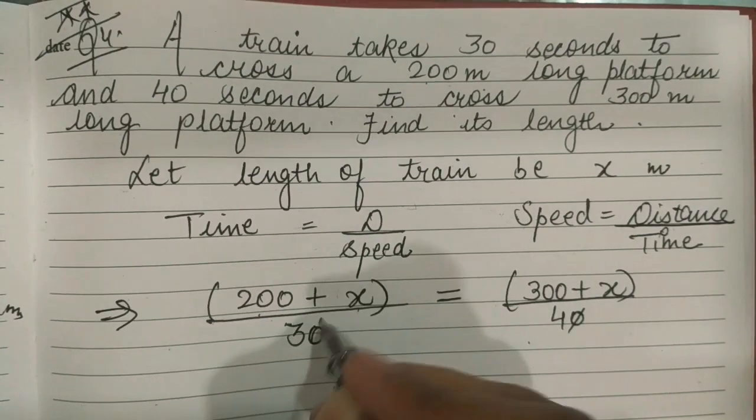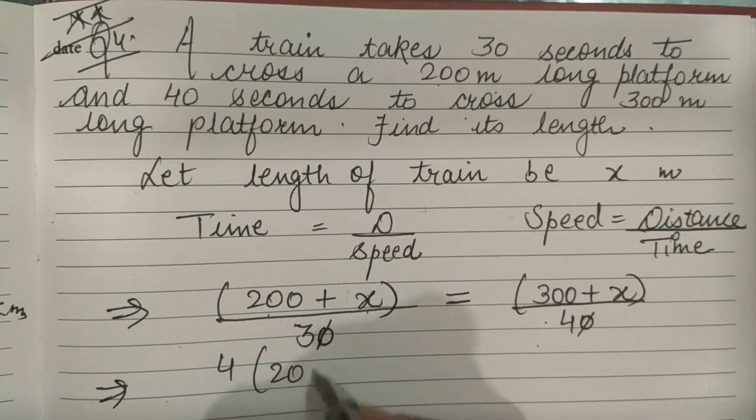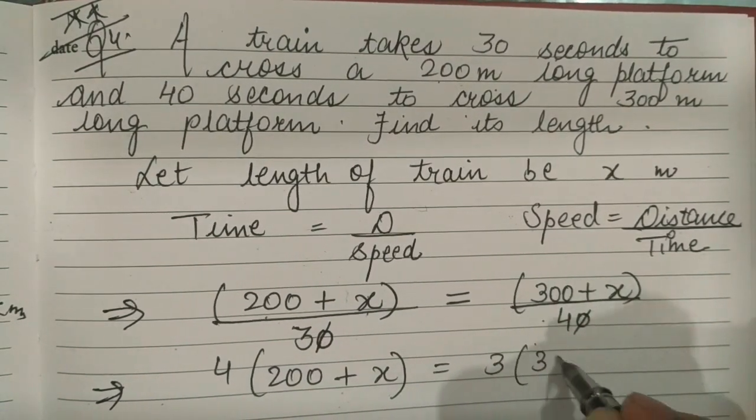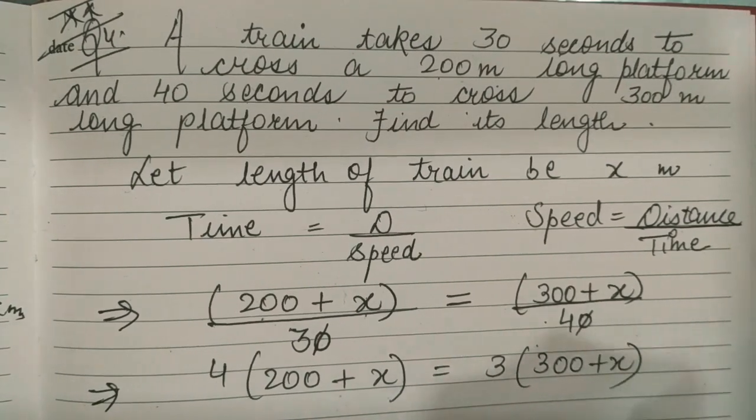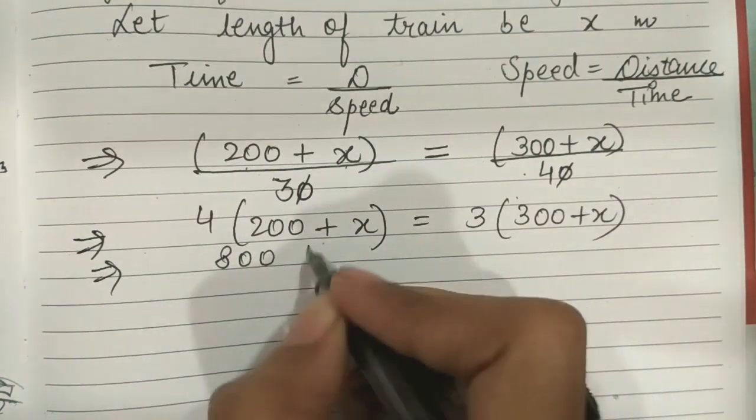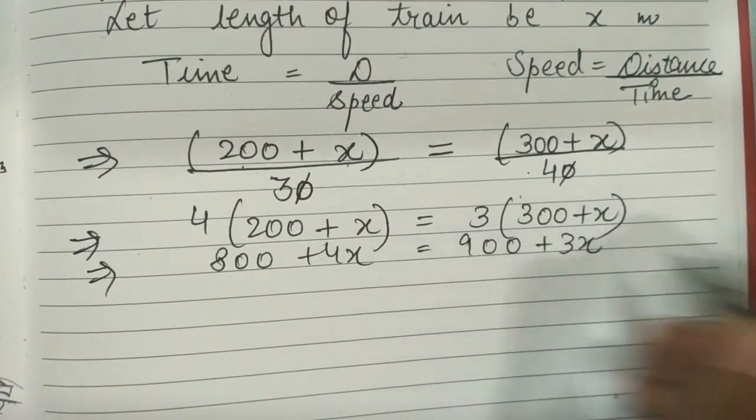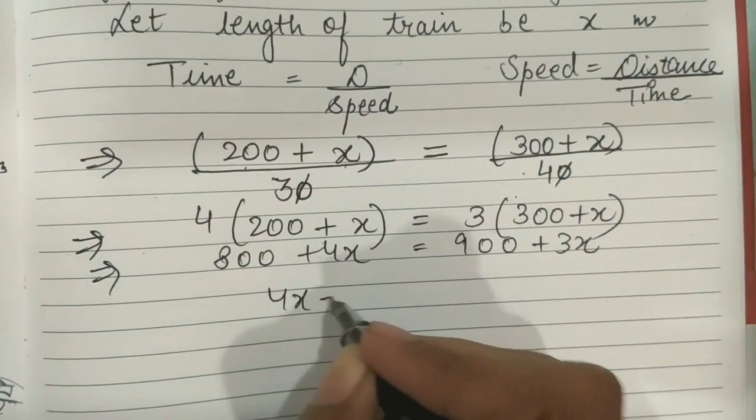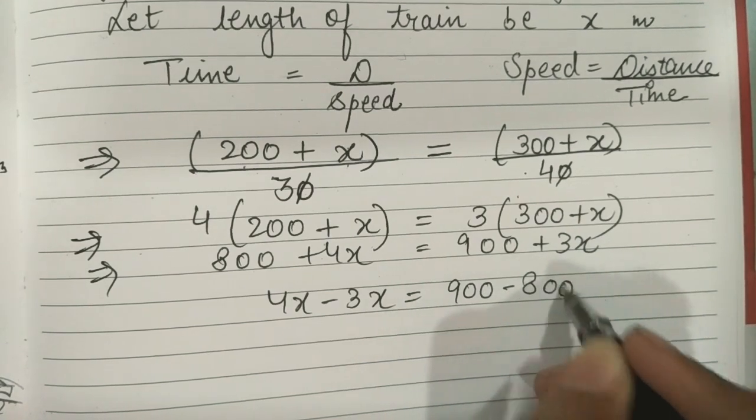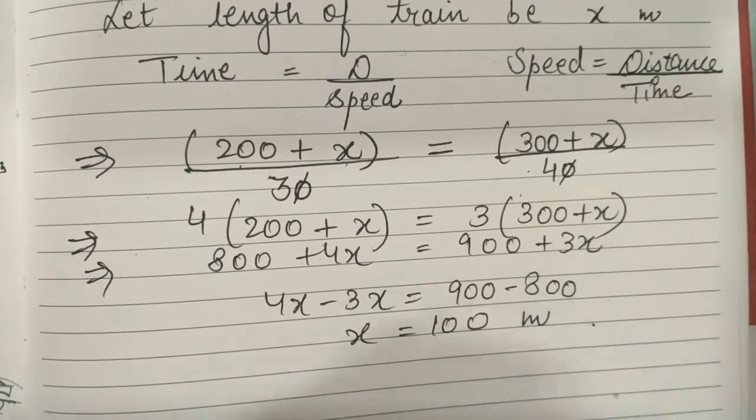Equate these both and cross multiply. On cross multiplying, we will get 4 into (200 plus x) equals 3 multiplied by (300 plus x). 800 plus 4x equals 900 plus 3x. 4x minus 3x equals 900 minus 800. So the length of the train is 100 meters.